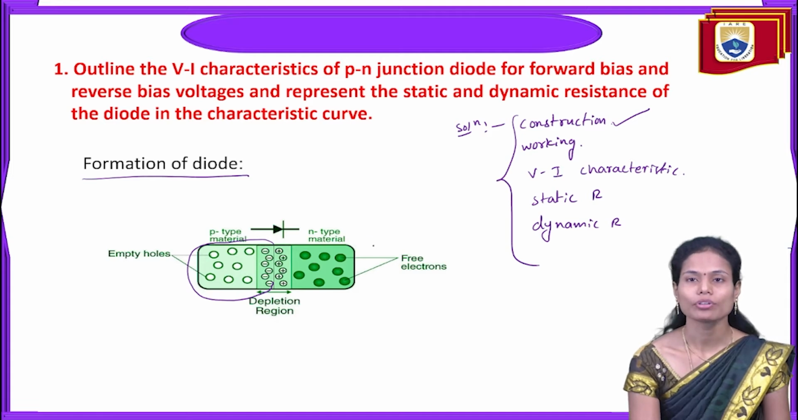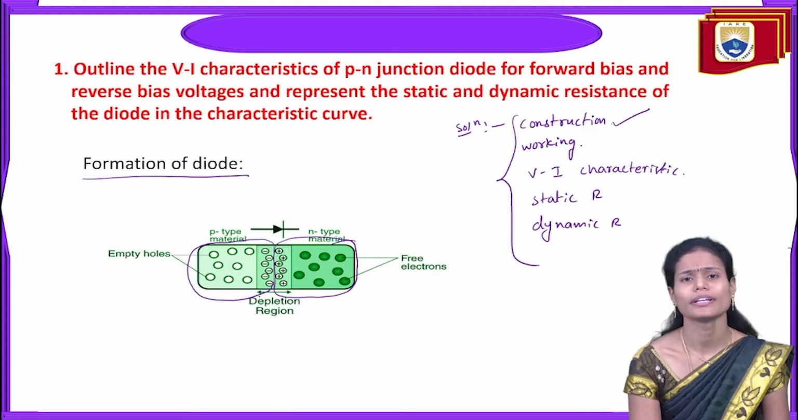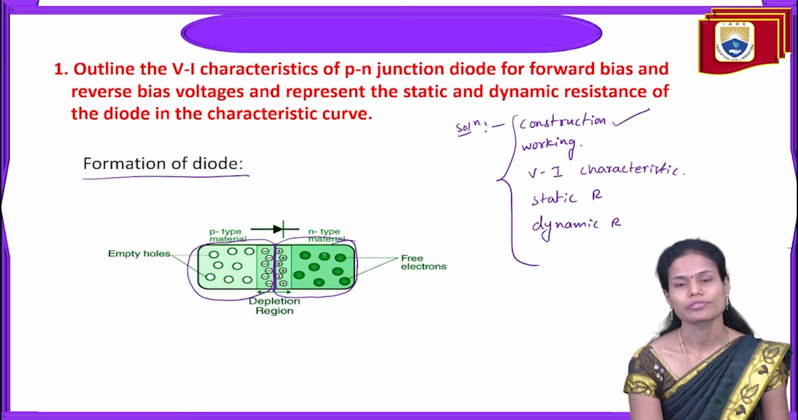Similarly, we have to consider the N type of material. In the case of N type material, the electrons are the majority carriers. That's why we are indicating them with the green circles here, and the holes here with the white circles. If you join these two pieces of P type semiconductor material and N type semiconductor material, a junction is formed between the two materials.